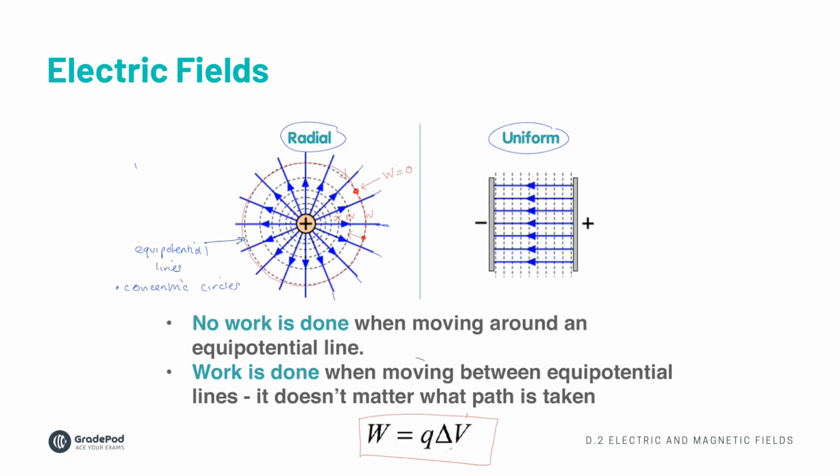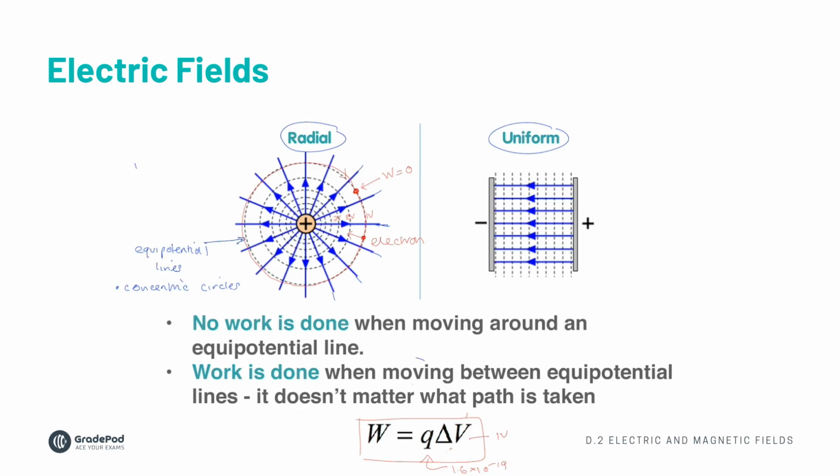Work done equals Q, so that's the charge that you've given this. So if this is an electron, the charge here would be 1.6 times 10 to the minus 19. And the change in voltage would be 1 volt because it goes from 1 volt to 2 volts. So you can calculate the work done by moving a charge from one equipotential line to the other by multiplying the charge by the potential difference.